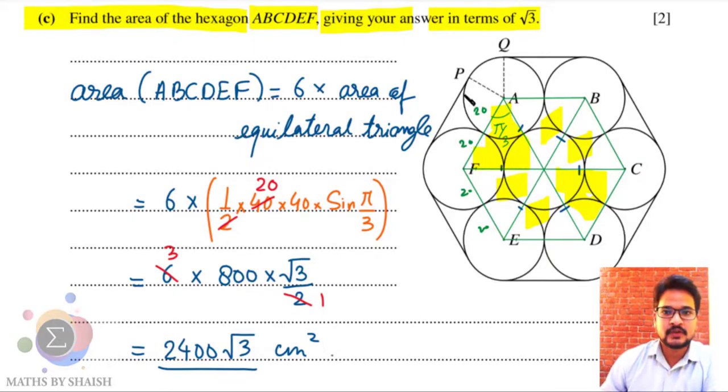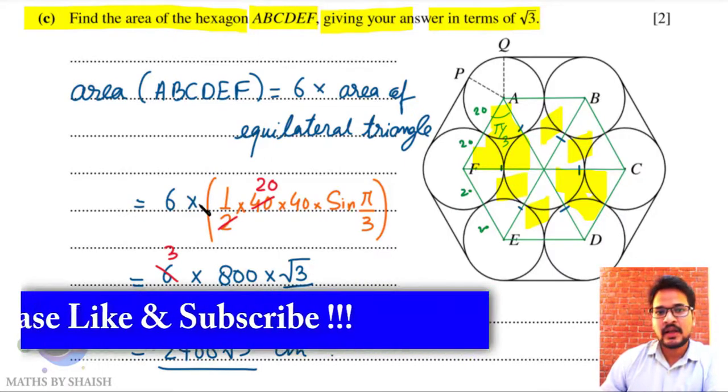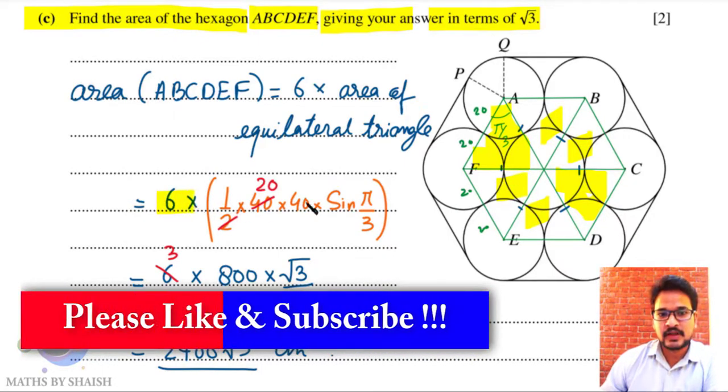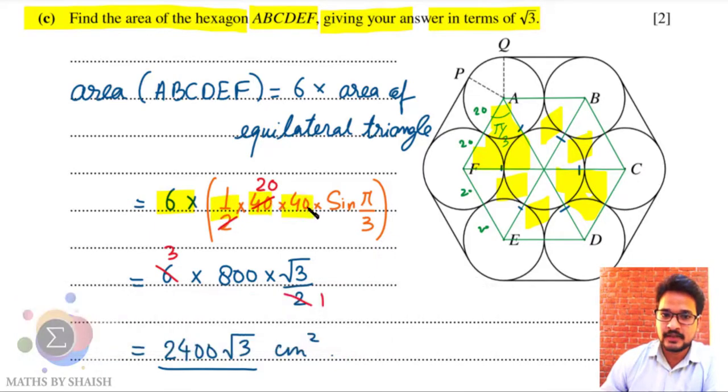In this way we can find the area, and that is going to be 6 times the area of each equilateral triangle, that is half into AB, that is 40 into 40, and sine of the angle between them, that is pi by 3. So 40, 40 and the angle between them. We will simplify and get 2400 root 3 centimeter square. That's the area of this hexagon ABCDEF.